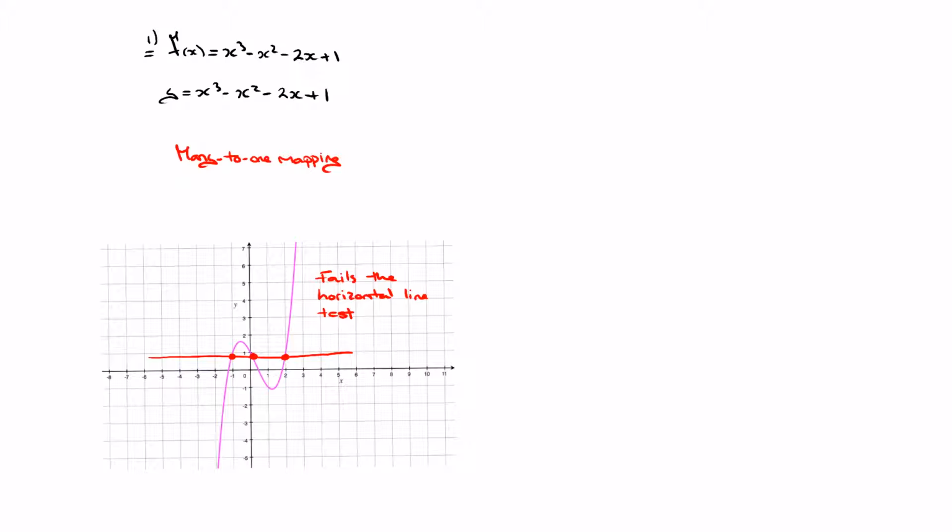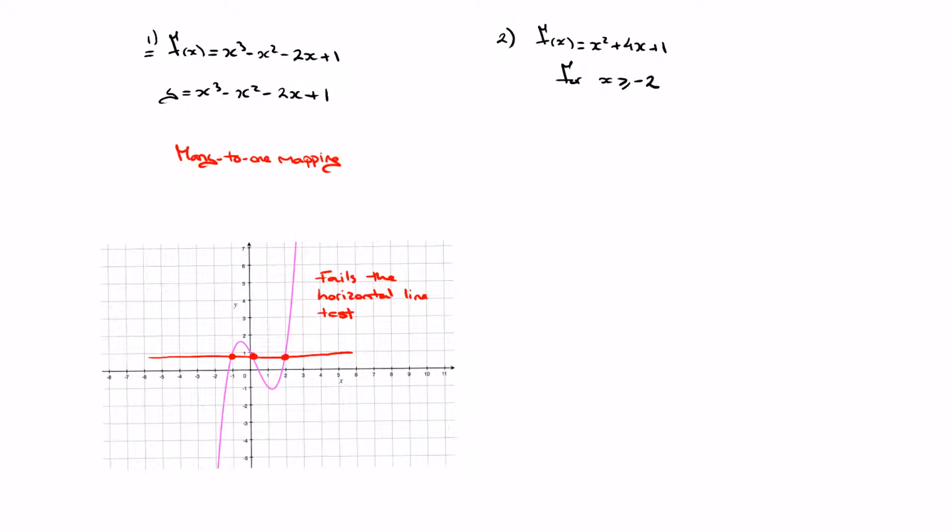Let's look at another example. Let's say we're asked to determine whether or not the function f of x equals x squared plus 4x plus 1, defined for x greater than or equal to negative 2, is a one-to-one or a many-to-one mapping.